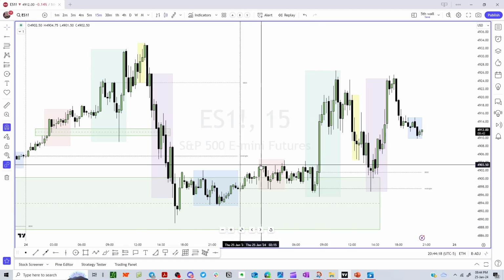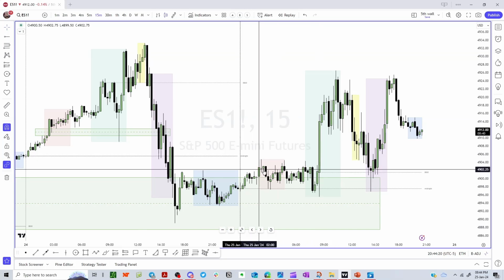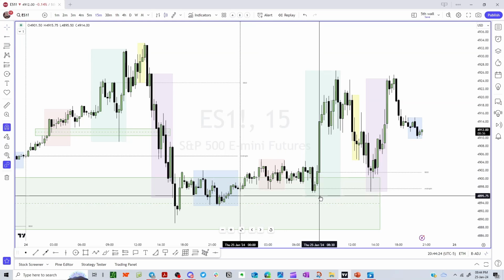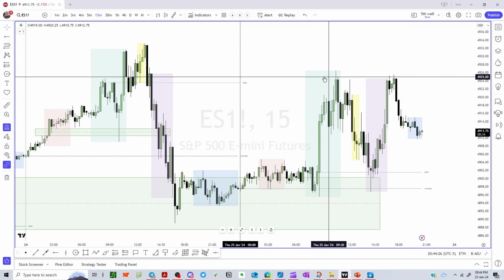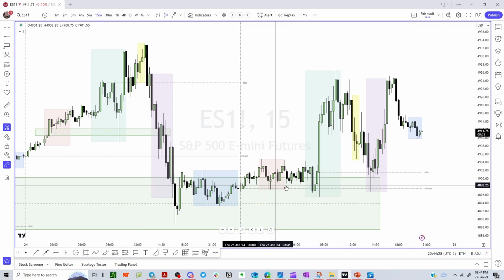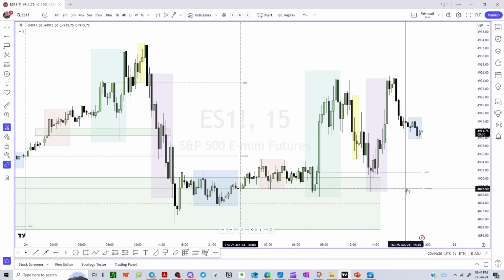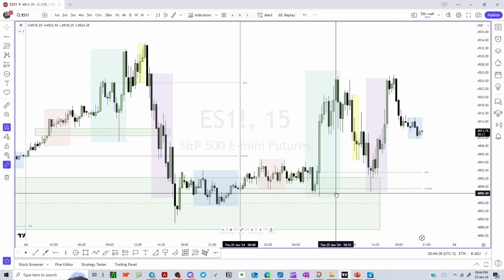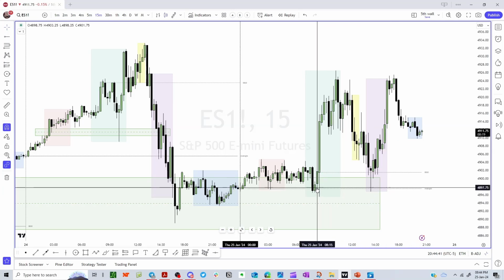So you can think in terms of consolidation or accumulation, manipulation, then distribution, AMD. You also have here a midnight open. And if you're bullish, you want to get in below the midnight open. You want to get in below the midnight open if you're bullish.